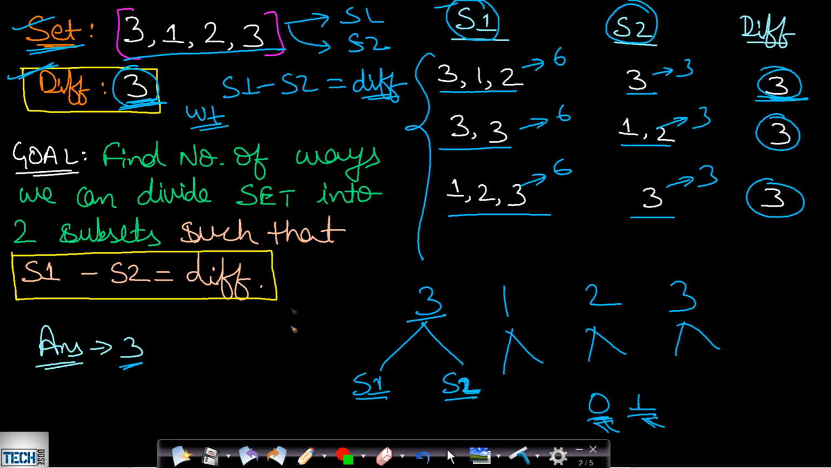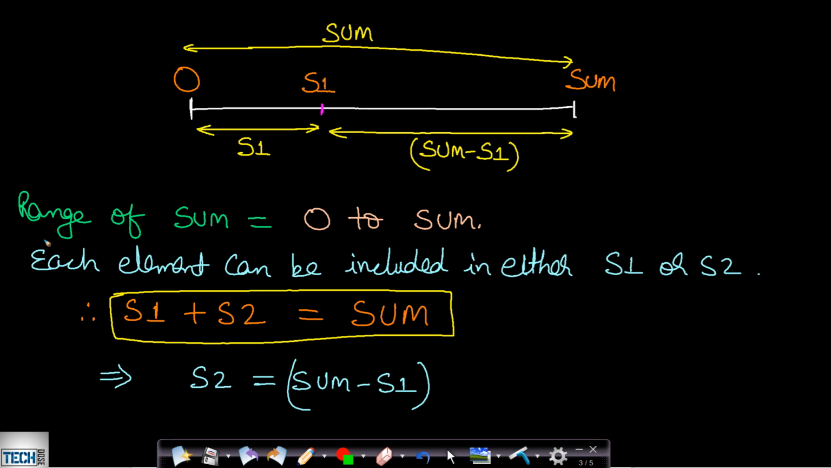Now in this case, we will assume that all the numbers are positive integers. So the range of sum will be from 0 to sum. If no numbers are included, that is an empty subset, it will have sum equal to 0. Otherwise, if you include the numbers, then in the best case, it can go to a value sum, which will be the sum of all the numbers in the array. So on a number line, if we represent the range, then it will be from 0 to sum.